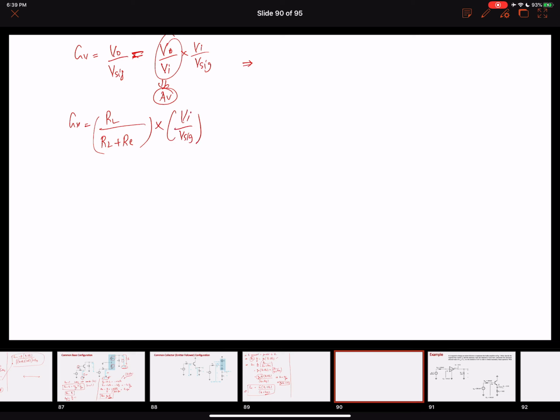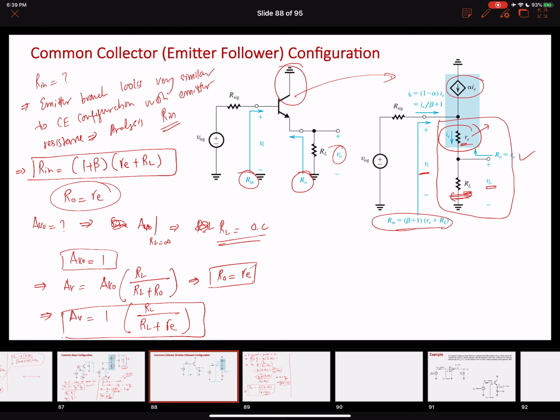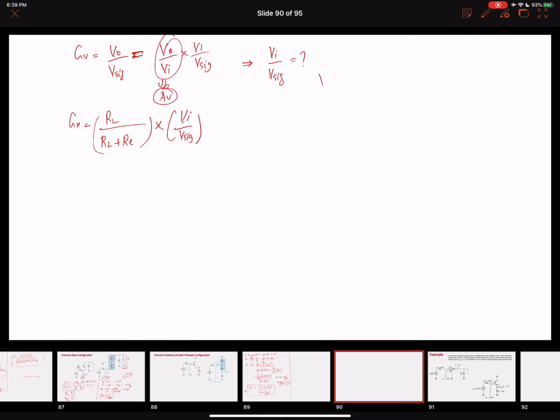So let's find out this value, Vi over V signal, right? This can easily be found by using the voltage divider rule over here. So our Vi would be equal to, right, so this is our Vi. So Vi will be equal to V signal times the input resistance divided by the total input resistance plus signal resistance.